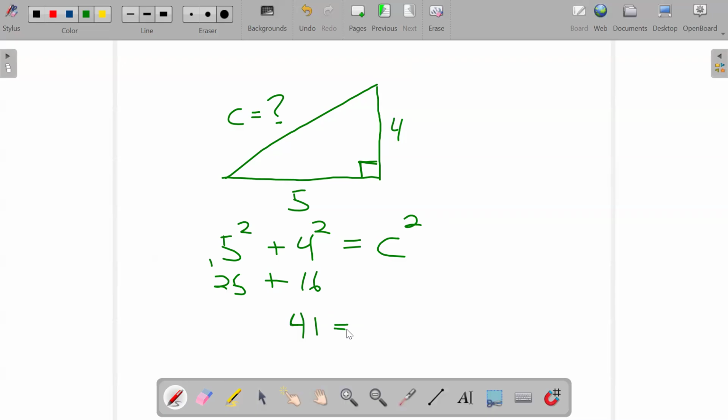So I'm looking for a number that I can square to get 41. Well, 7 squared is 49. 6 squared is 36. So it's somewhere between 6 and 7. If it's not a number we recognize as a perfect square, then we need to ask our calculator what is the square root of that number. So we have no choice but to go over to our calculator and ask.